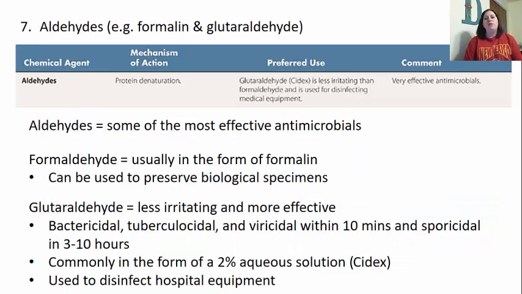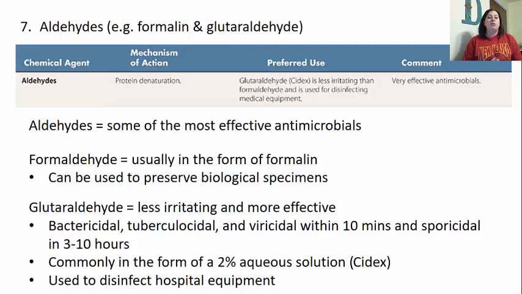The next group are the aldehydes. The aldehydes include formalin and glutaraldehyde. These are going to do protein destruction. Aldehydes are actually some of the most effective antimicrobials. One example is formaldehyde. It's usually in the form of formalin. It can be used to preserve biological specimens. So if you've ever taken a biology lab where they've got the specimen in a jar with fluid, it normally has some sort of formalin type of fluid on it to help preserve it. Because if bacteria gets on the specimen, it starts to decompose it.